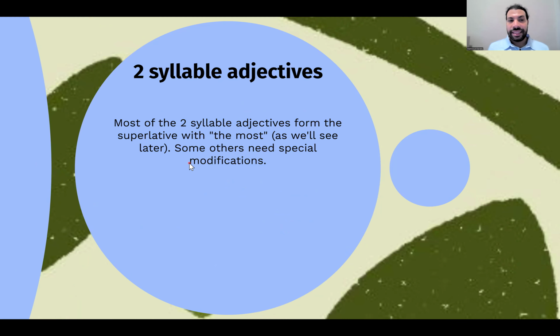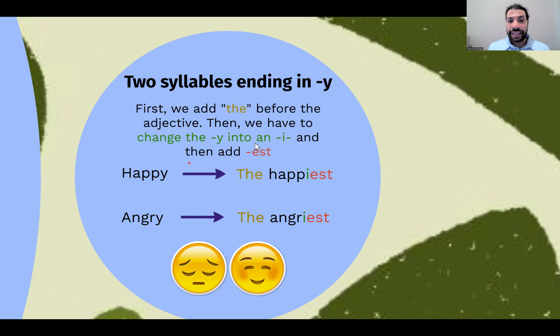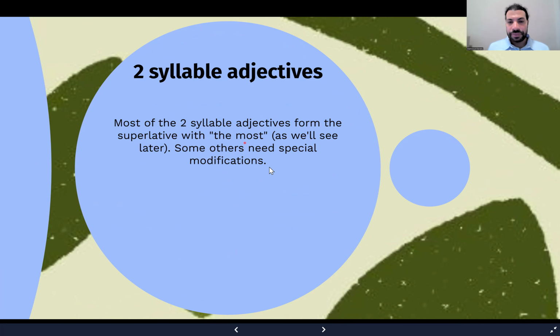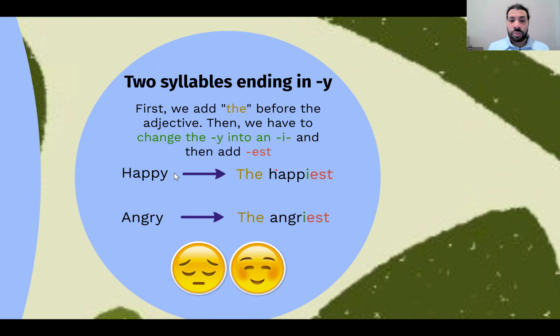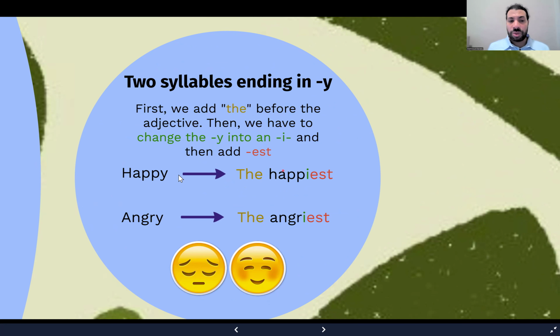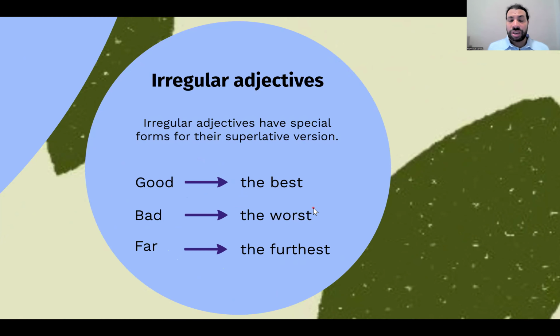And two syllable adjectives, we use the most. Again, we use the most. But a word like happy, we remove the Y and replace it with I, so it will be the happiest. Angry, the angriest.